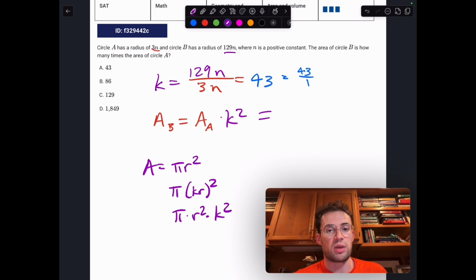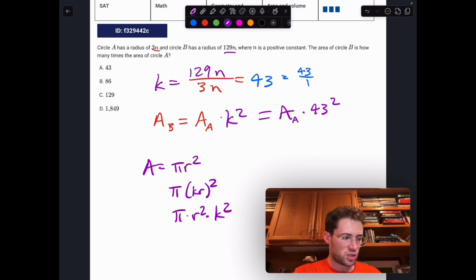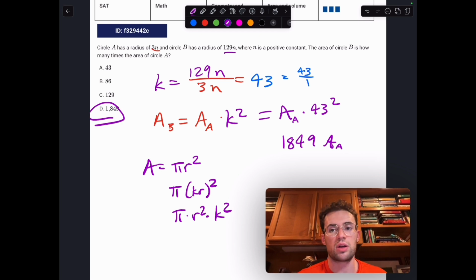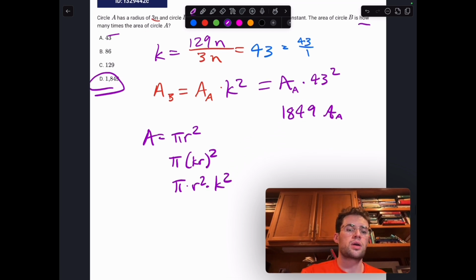So in this case, that's going to be equal to the area of the first one, area of A times 43 squared. And 43 squared is equal to 1849. So 1849 times the area of A. And so that's how many times bigger it is. How many times bigger? Okay.